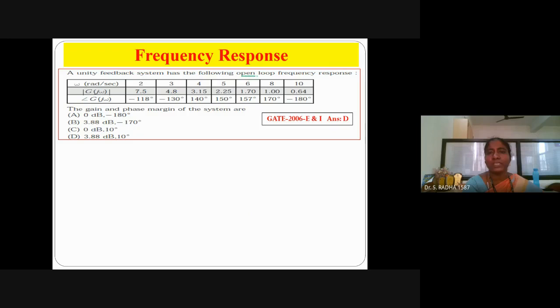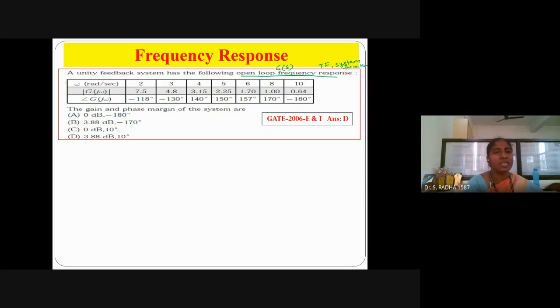Open loop frequency response means G of S. Transfer function, frequency response, system function, all are the same. They are different terminologies for one and the same thing. Open loop transfer function means G of S. Okay, already it is given.